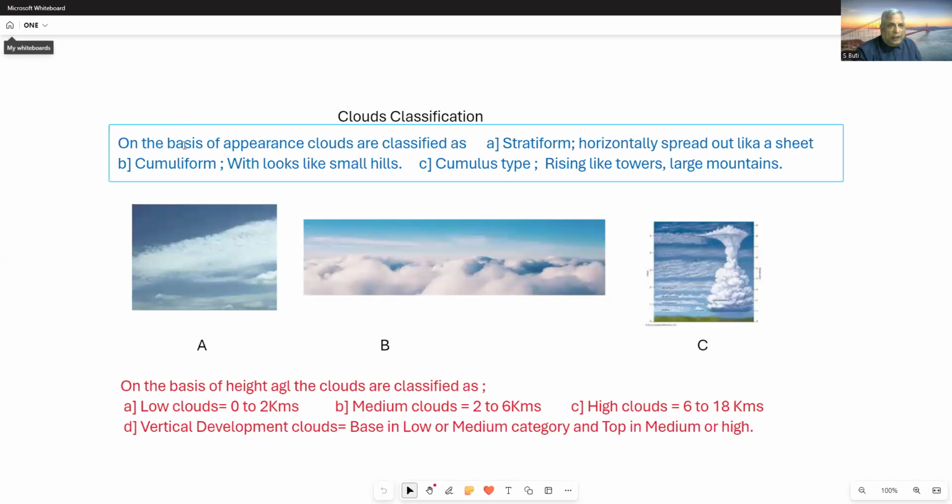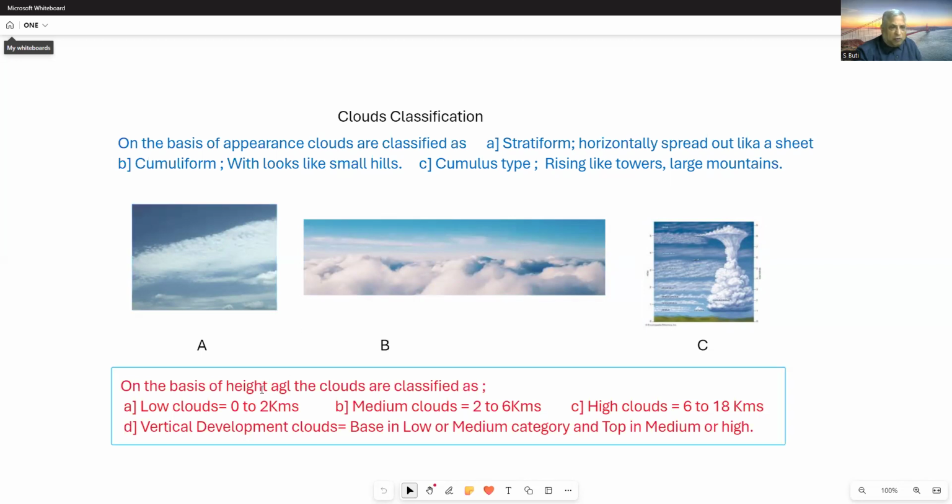On the basis of appearance, the clouds are classified as stratiform clouds, which are generally horizontally spread out like a sheet. Second is cumuliform, which looks like small waves or small hills. And third is the cumulus type of clouds rising like towers or large mountains. So when you look at these clouds in your flight, you'll be able to identify them.